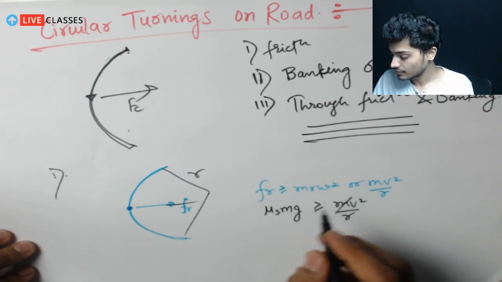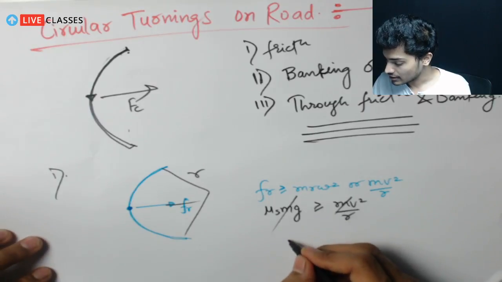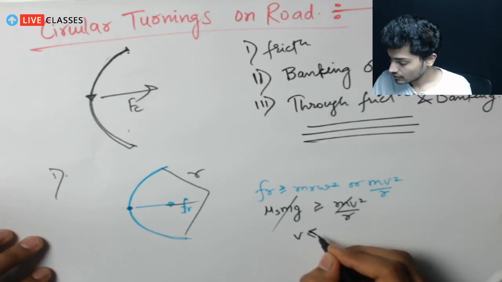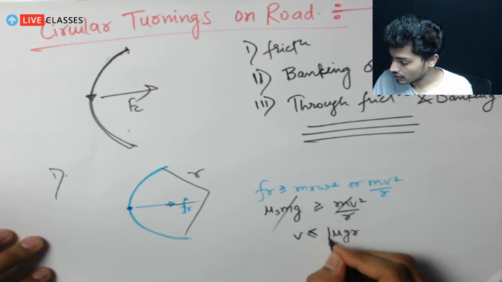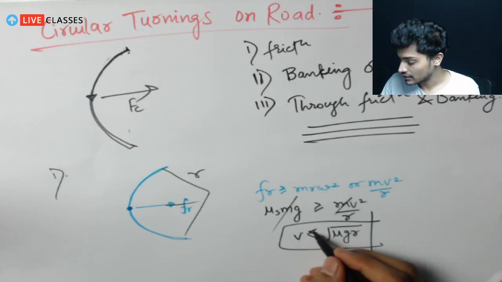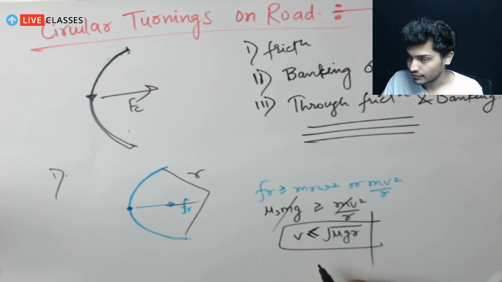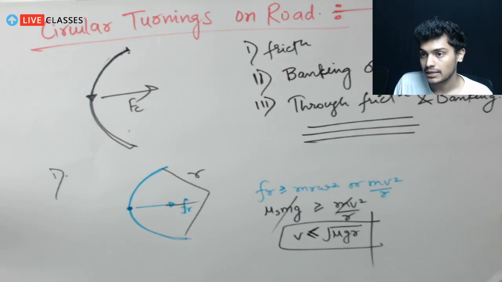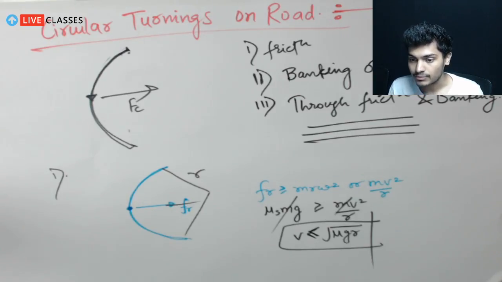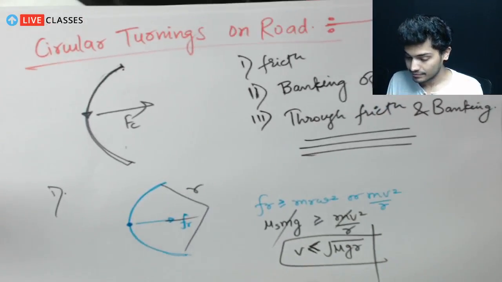Suppose m will get cancelled out and we will get v as under root mu g r. We should be less than this much. If we go beyond this value, then friction will not be able to provide the necessary centripetal force and the body will start to skid.